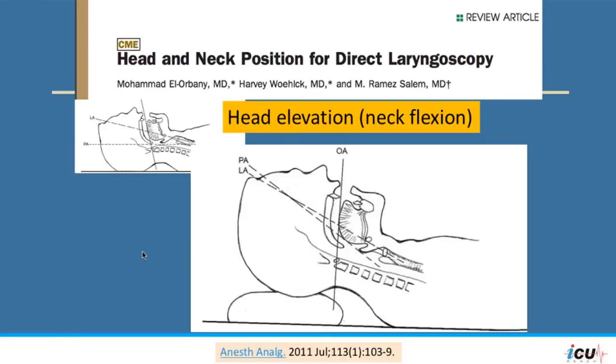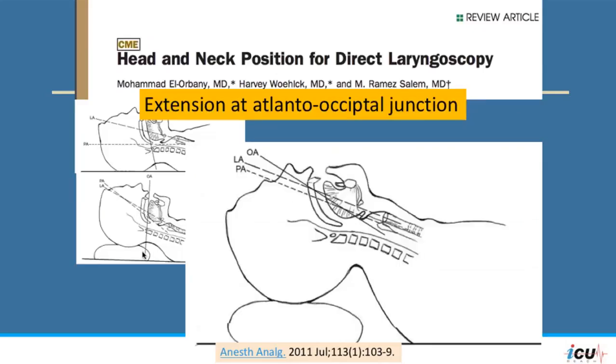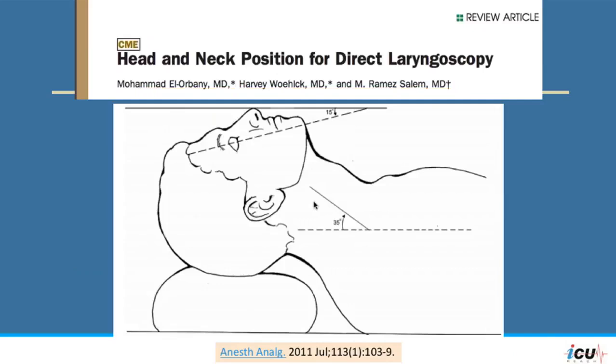When you do head elevation, i.e. flexion, then you align the pharyngeal and the laryngeal axis. And when you do the extension at the atlanto-occipital junction, then you align the 3 axes together, and you can facilitate intubation. The neck flexion is usually at 35 degrees, and the head extension at 15 degrees.